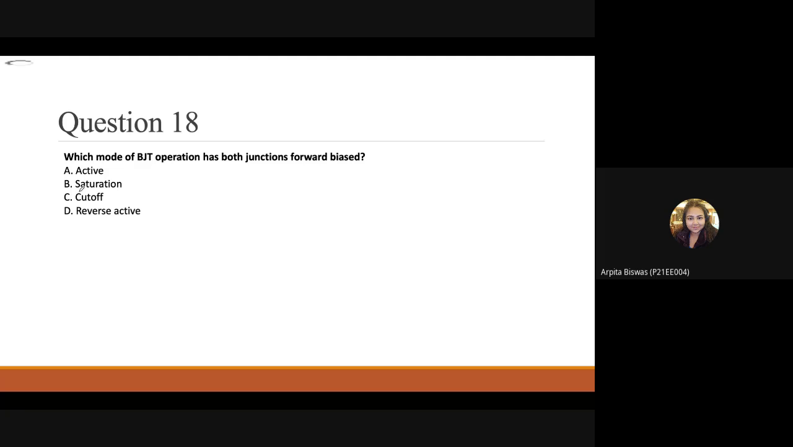So next we are discussing question number 18. Which mode of BJT operation has both junctions forward biased? Active region, saturation, cutoff, or reverse active? Saturation. Yes, the right option is saturation. In active mode, as we have already discussed, the collector-base junction is reverse biased and the emitter-base junction is forward biased. And in the saturation region, both junctions are forward biased, right? So the right option is option B.